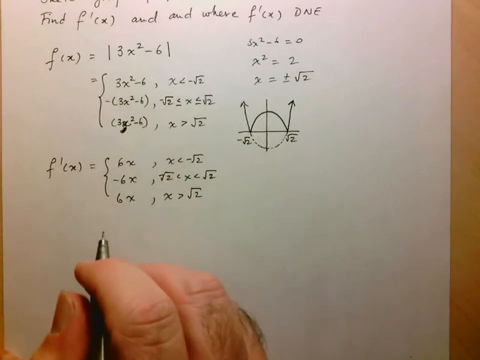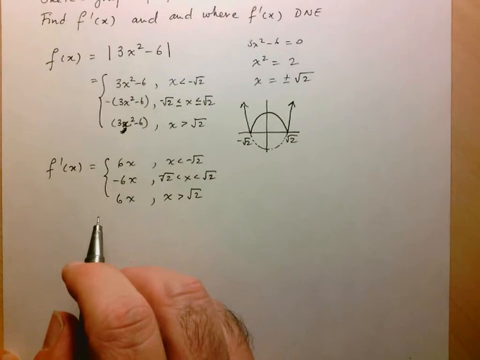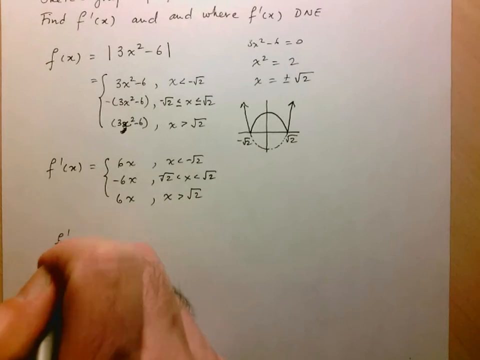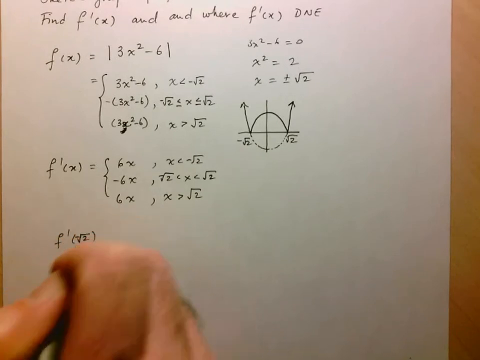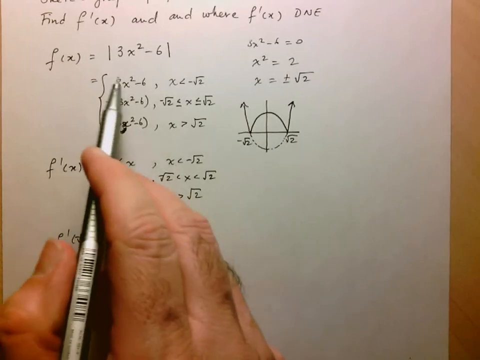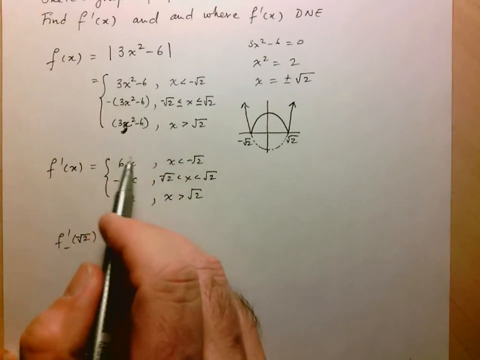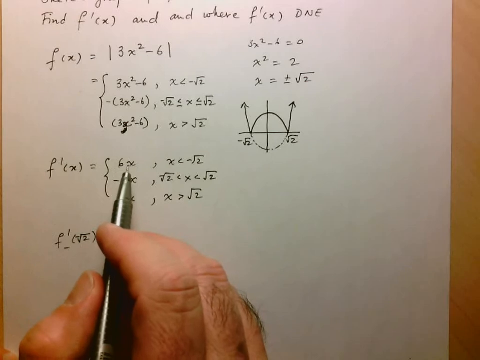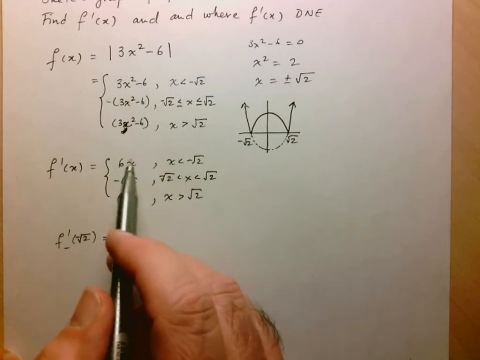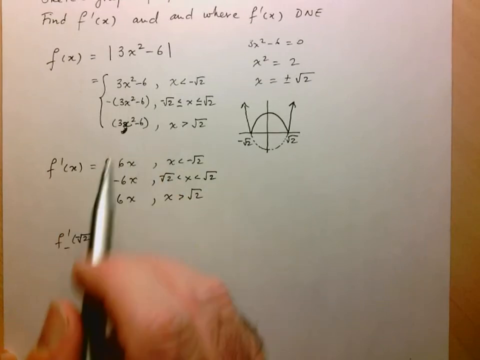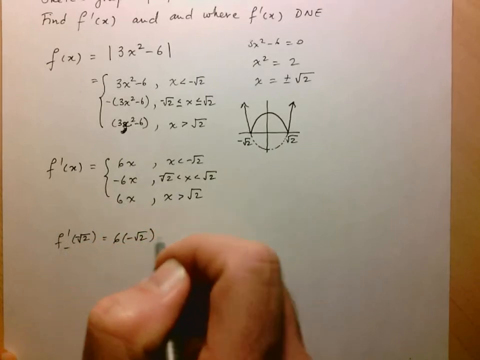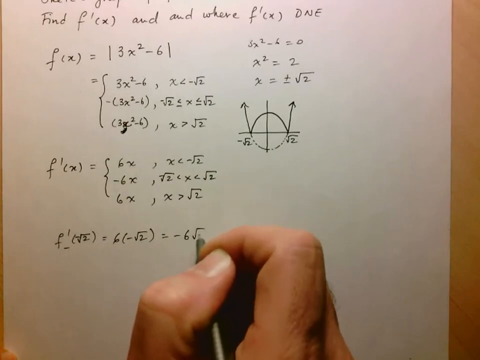Okay, so if we want to test the derivative at negative root 2, we need to take it from both sides. So if I find the derivative at negative root 2, first from the left, since I'd be approaching with this function, we know that this is the derivative that's going to describe the behavior of the function as I approach negative root 2. So notice here I don't have to put it into the limit definition. I've already essentially done that by using my derivative properties. So this is going to be 6 times negative root 2, which is negative 6 root 2.